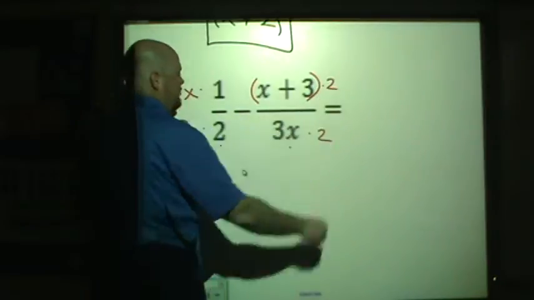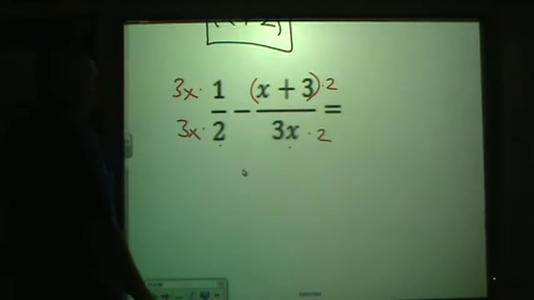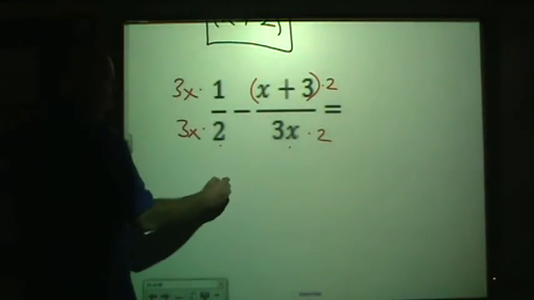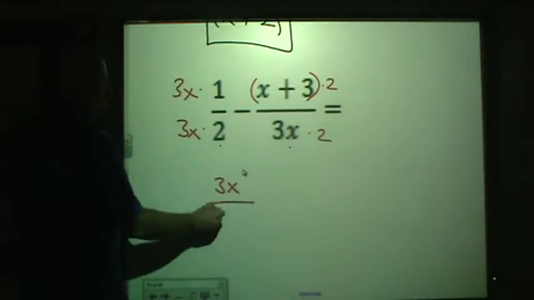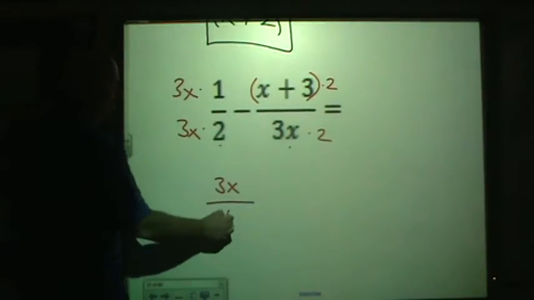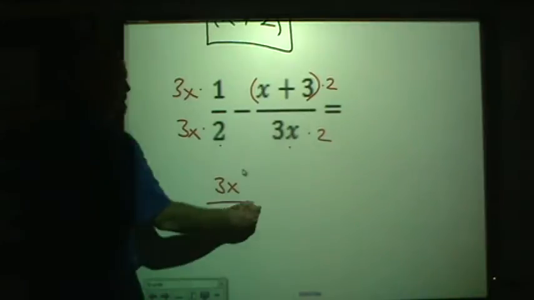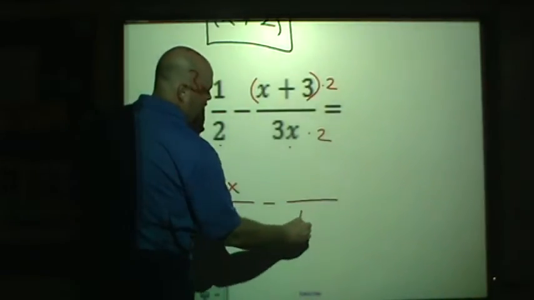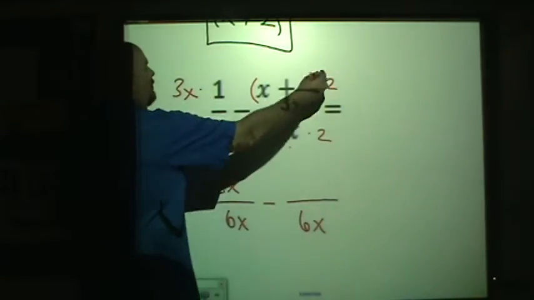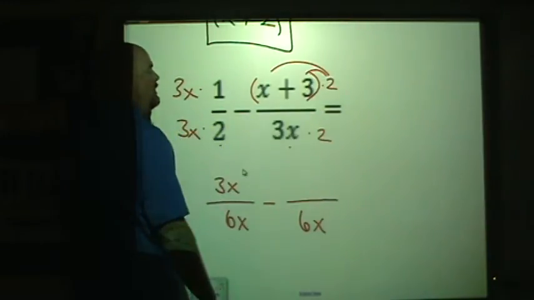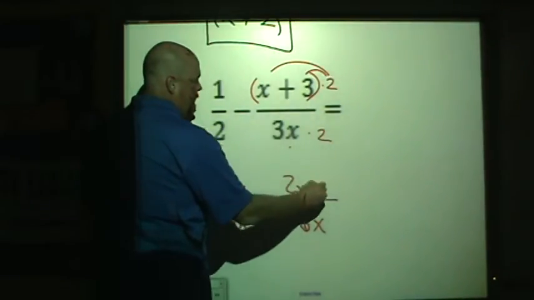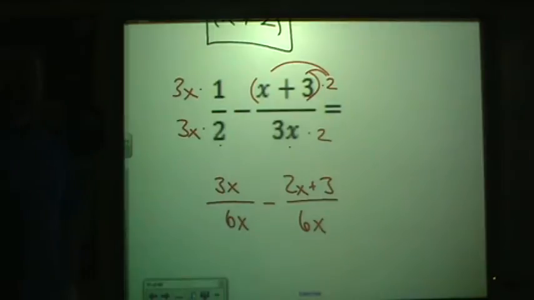I'm multiplying the top and the bottom over here by 2. So 3x times 1 is 3x. On the bottom, 3x times 2 is 6x. Minus, over here I'm going to have 6x on the bottom, but I'm going to distribute the 2 into the binomial up top. Right?